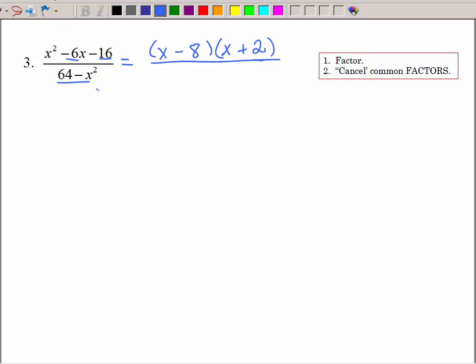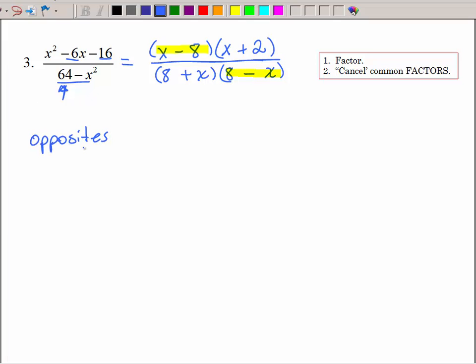And down here, that's the difference of two squares. But the 64 is first, so the 8's have to go first, and the x's have to go last. And again, you need a positive and a negative. So are there any common factors? Well, they're not all exactly alike, but I want you to notice this one and this one. They're not the same, but they are opposites.